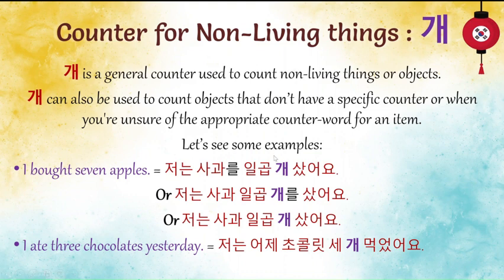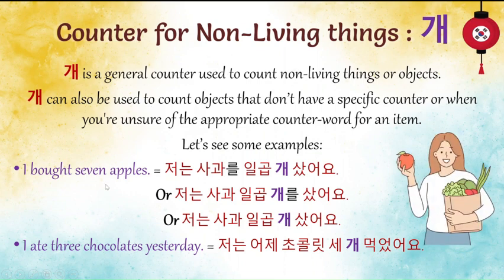Now let's see some examples to understand how to use this counter 개 in Korean sentences. First one is, I bought 7 apples. Now if you have to say I bought apples in Korean, then how are you going to say? 저는 사과를 샀어요. Simple. Now you have added this word 7. So you have to say 7 apples.